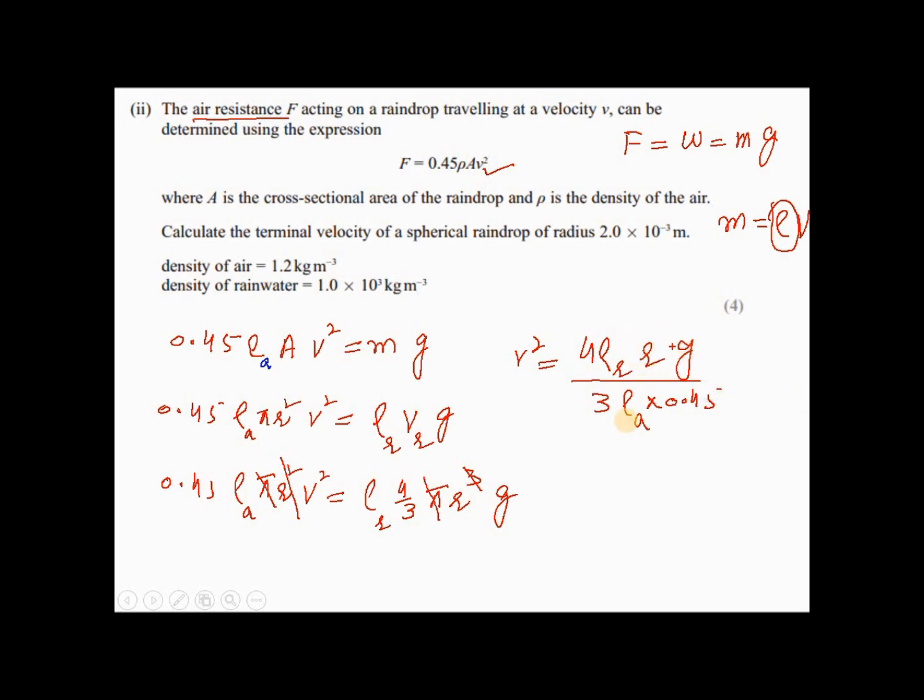You can plug in all the values. Rho r is this, r is the radius, g is 9.8, rho A is the density of the air. And then when you solve it and take a square root, the velocity would be equal to 6.96 meter second inverse, or you round it off to 7 if you wish.